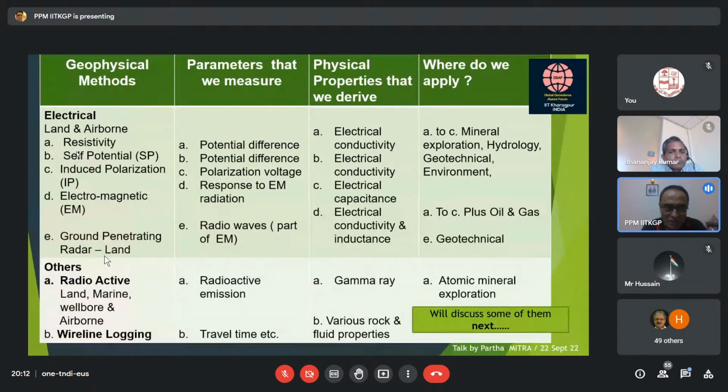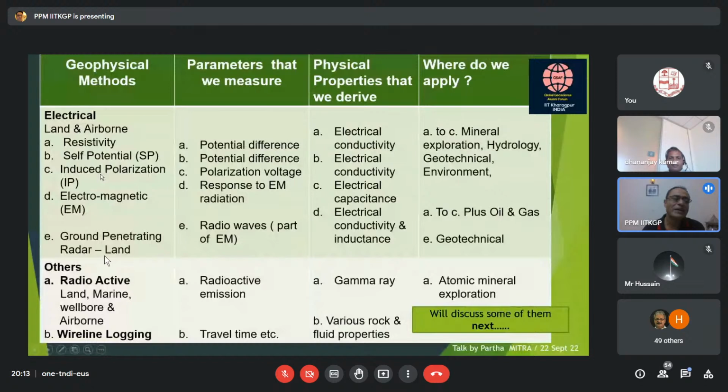Similarly, there is another tool called induced polarization, which again measures the polarization voltage. Now, what is induced polarization? You must have heard the name Schlumberger. Those who are in the final year or fourth year, there is a big company called Schlumberger. Primarily they work for oil and gas, a multinational service company. Okay. There was a person called Conrad Schlumberger. He started his career in resistivity measurement.